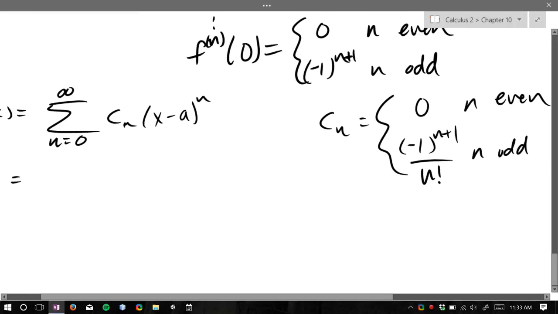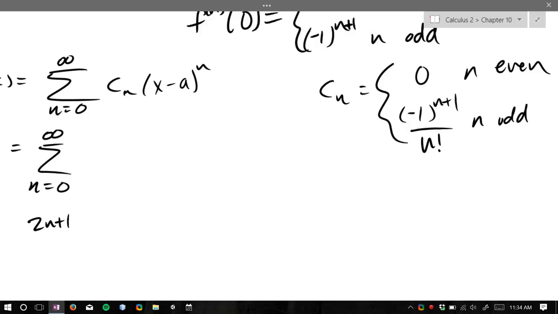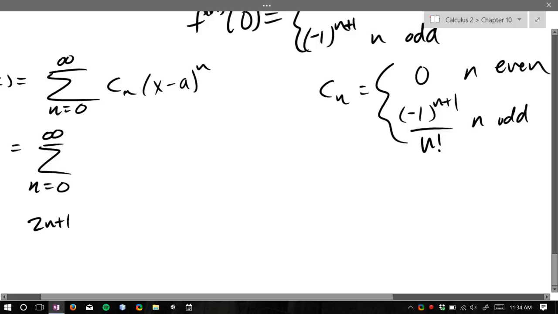Now, unfortunately, Cn is a little bit ugly over here. So we're going to try to make it look nicer. I only want odd values of n. There's a few ways to do that. So instead of using n, what if I use 2n plus 1? When n is 0, 2n plus 1 is 1. When n is 1, 2n plus 1 is 3. When n is 2, 2n plus 1 is 5, 7, etc. So instead of using n, I'm going to use 2n plus 1. I'm basically going to skip all the even ones by using 2n plus 1 right here.